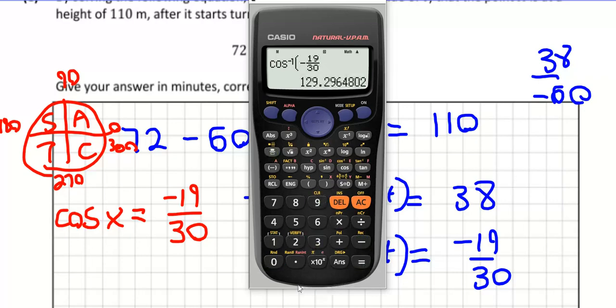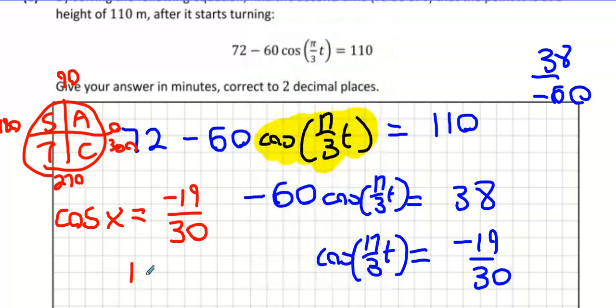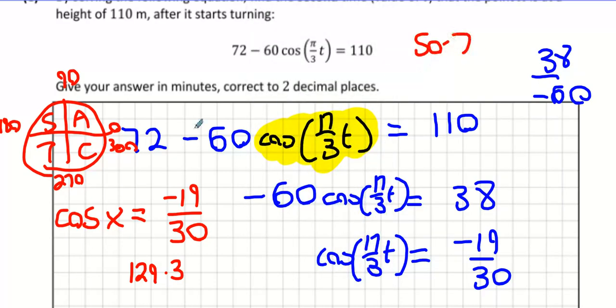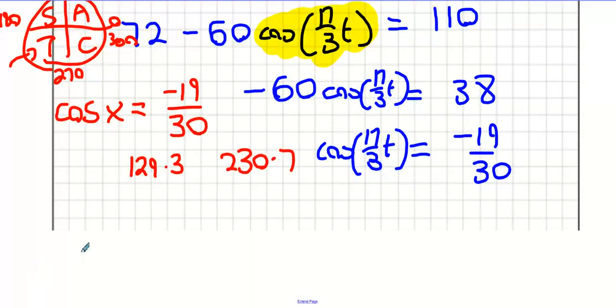First answer is 129.3. Second answer, however, I'd have to treat that as a positive: 50.7. And what quadrant are we in? We're in the third quadrant, aren't we? The two answers are meant to be in the second and the third quadrant. So look at this, second and third quadrant. So the third quadrant rule is 180 plus R, which is, anybody? 230.7.